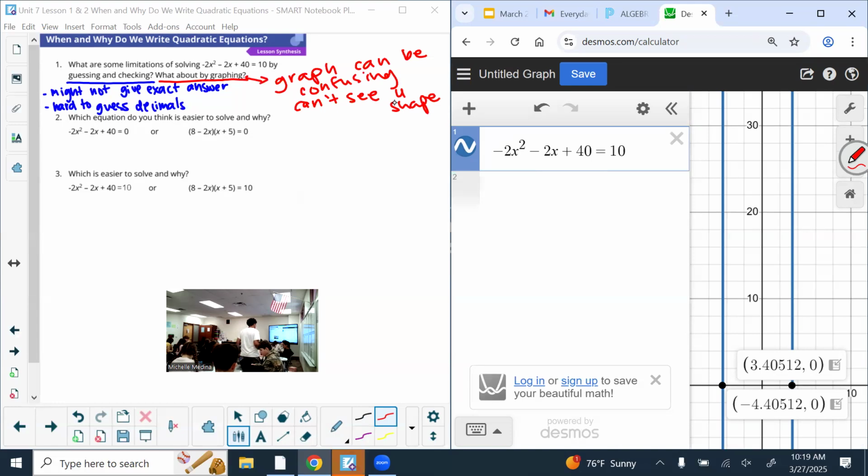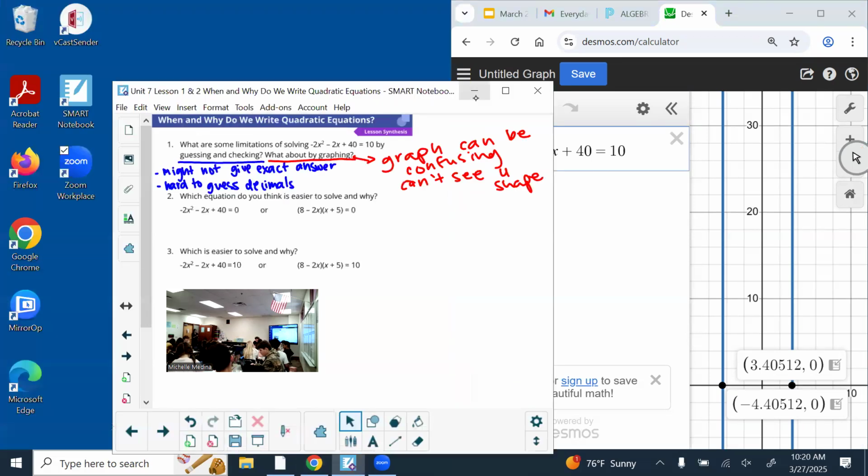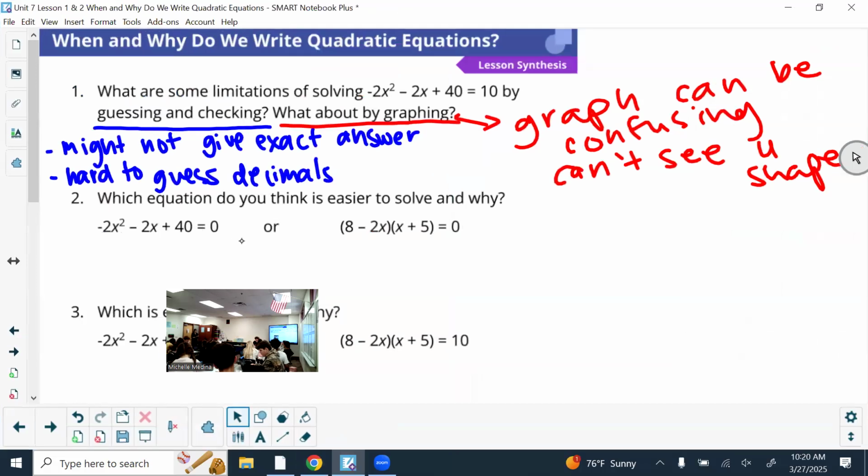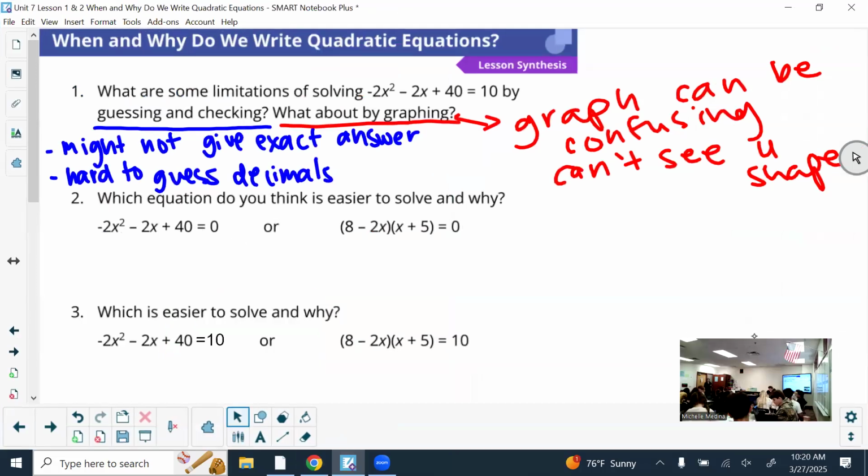Now, these next two questions are more like opinions. But one of the learning targets was seeing if we can recognize the factor form and when it might be better for solving. So in number 2, look at these two equations, they have equal signs. Which of these equations would be considered the factor form? First one or the second?